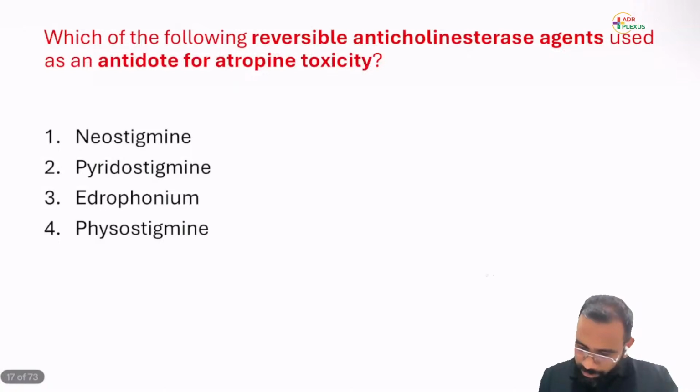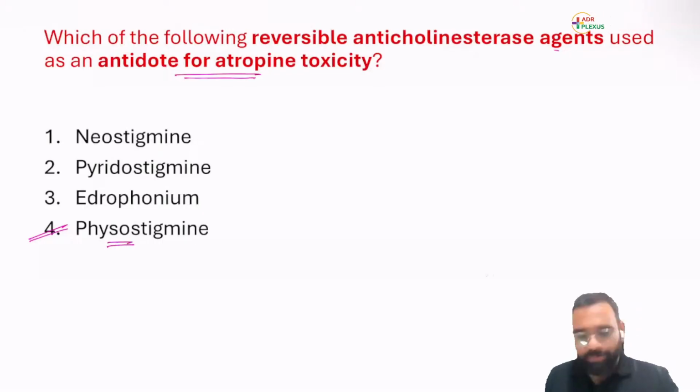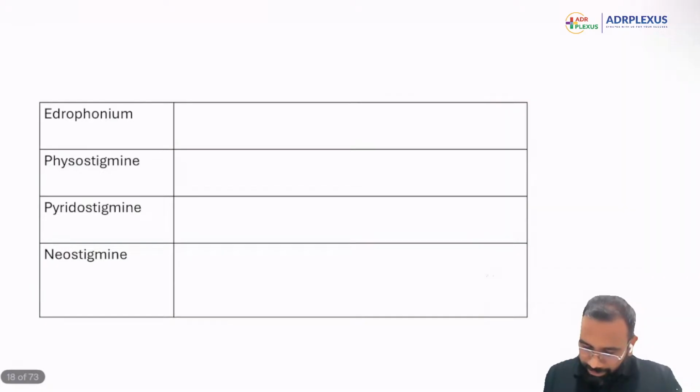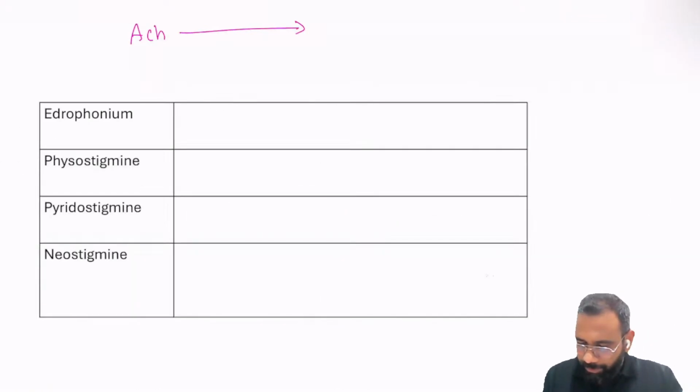Now come to the next one. Which of the following reversible anticholinesterases is useful as an antidote in atropine toxicity? Just now we have discussed it. That is nothing but physostigmine. Again, everything is important here. So now let's see what the other uses of this are. We know acetylcholine, with the help of acetylcholinesterase, gets converted to its metabolites.